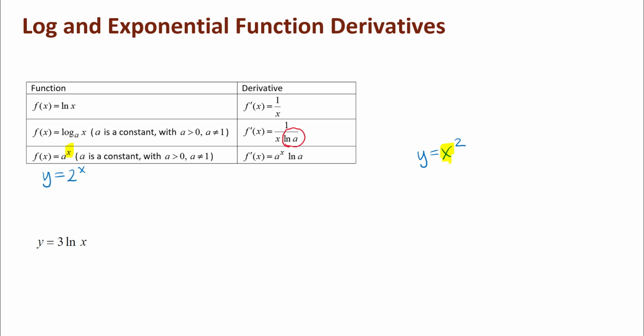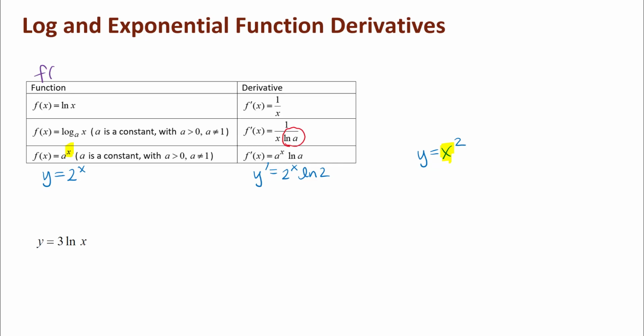All right, and so that derivative is a to the x ln of a. For y equals 2 to the x, the y prime would be 2 to the x times ln of 2, as an example of that last rule. We also had one other rule for exponential functions from before, which I'm just going to add on top of the table: if f of x equals e to the x, its derivative f prime of x is also e to the x. Kind of an unusual function that is its own derivative.